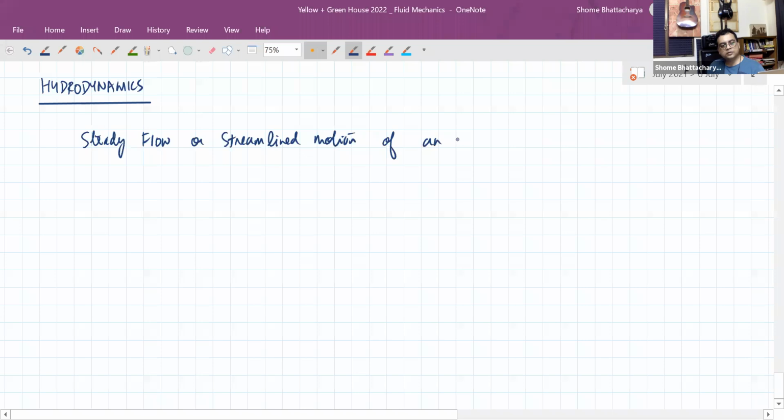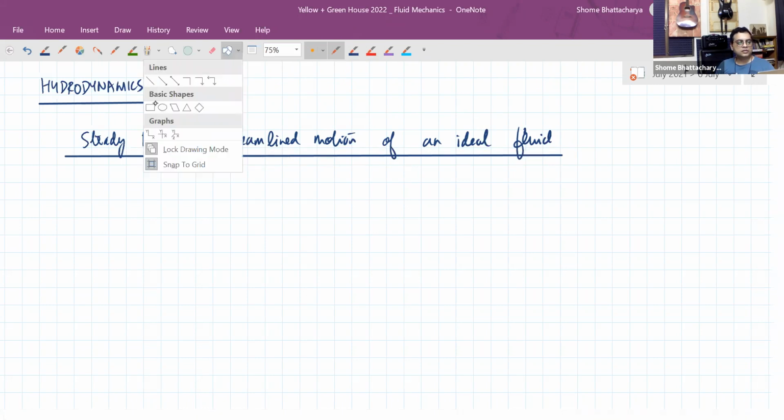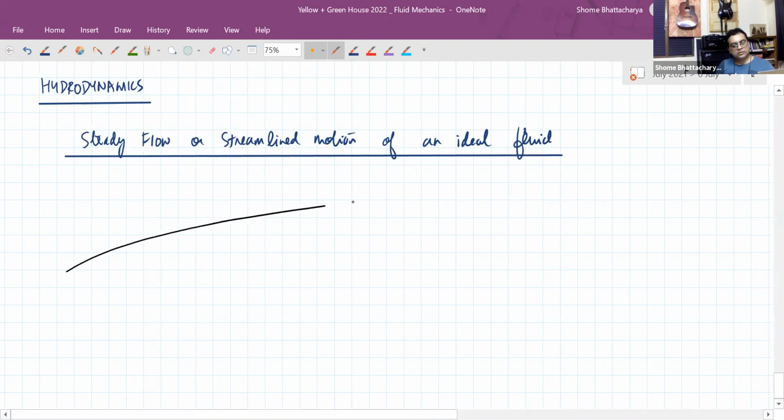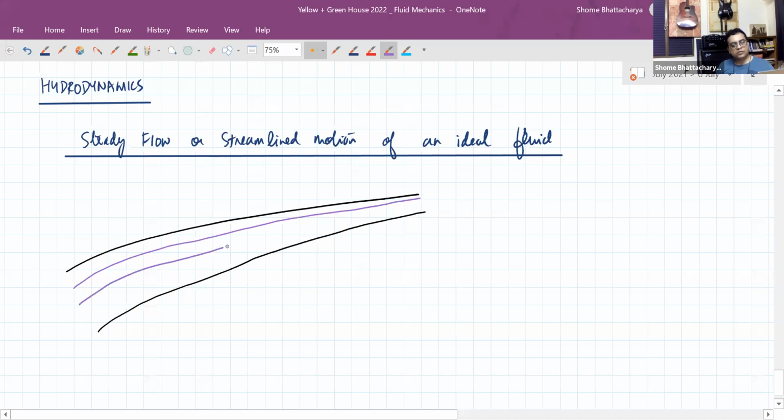of an ideal fluid. We've already understood the term ideal fluid before. Now let us understand the definition of steady flow or streamline motion. So when a fluid is moving in such a way that if we consider a cross section to the path along which the fluid is moving, then at that cross section, every fluid molecule, or you can say every small volume of fluid, should have identical velocity.